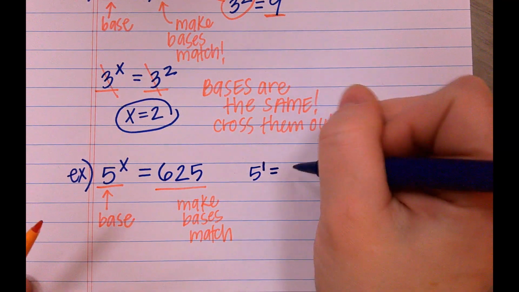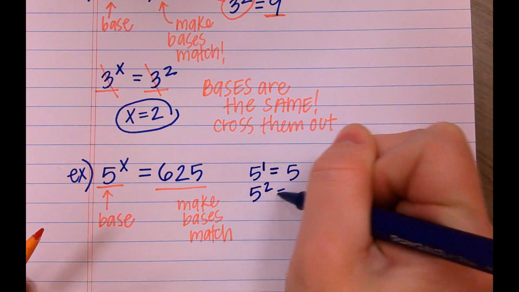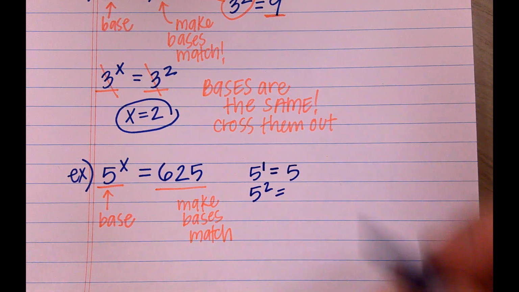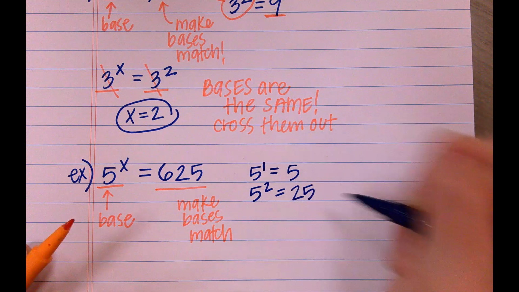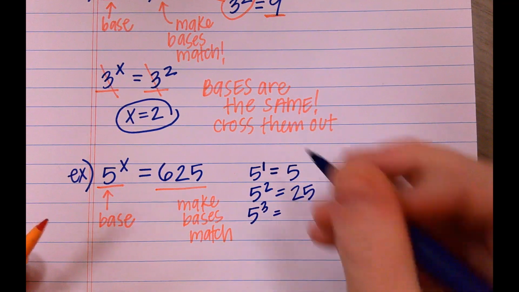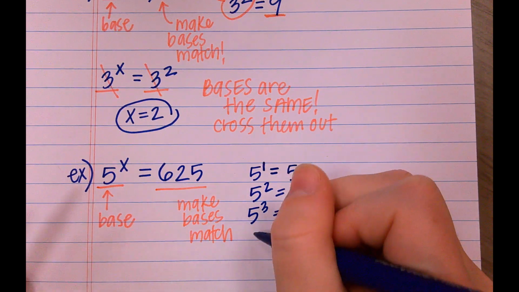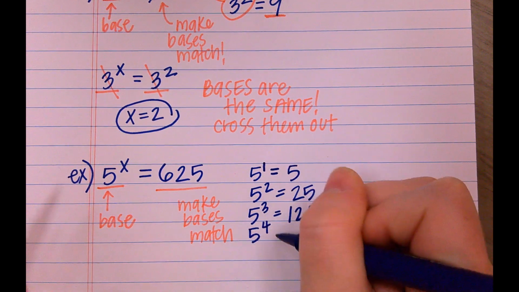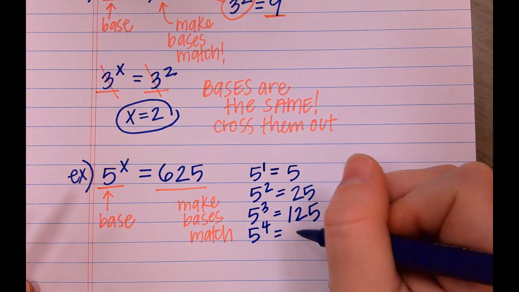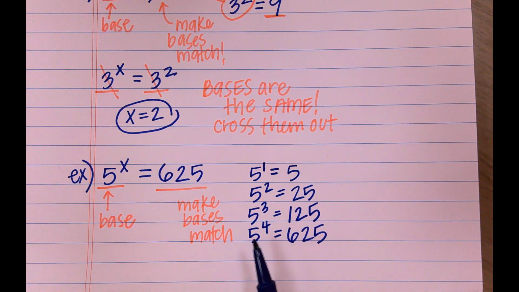I'll write it just for keeping things the same. So 5 to the first power is 5. What about 5 to the second power? That would give me 25. What about 5 to the third power? 125. We're getting closer. What about 5 to the fourth power? 625. Big numbers right there. So 5 to the fourth power is 625.